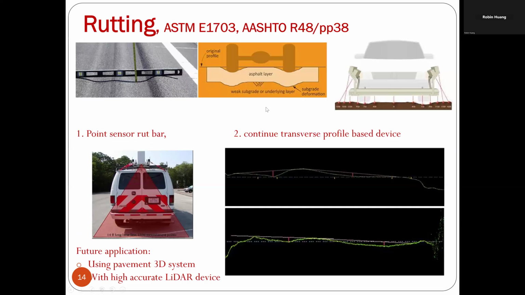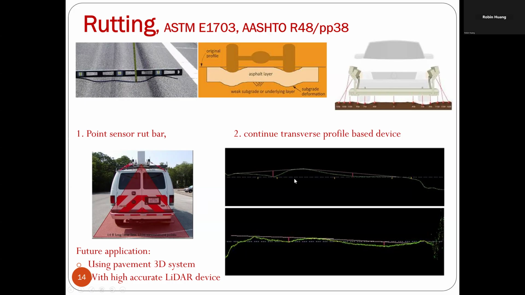For rutting, we now use 3D. You see that in the old days there was a point-based rut bar like the picture shows. Each rut bar contains 5, 7, or 16 sensors and gives you a rough transverse profile. Then you do some calculation for the rut.